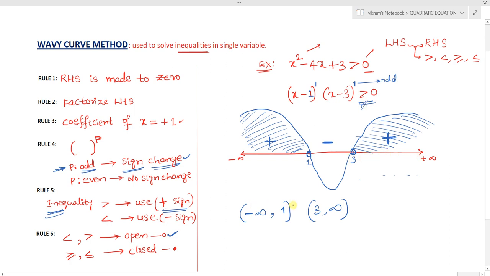Now these have to be combined, the union has to be given. That means we obtain the solution of this inequality: x belongs to the open interval minus infinity to 1, union the open interval 3 to infinity, which is the solution for the given inequality. I think now you understand how to solve inequalities using the wavy curve method. Let me go for another example.